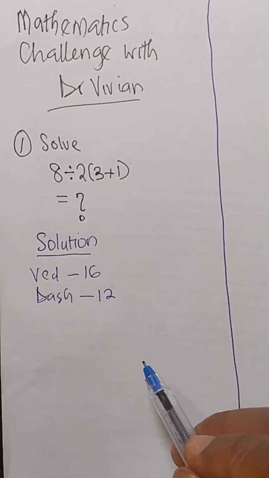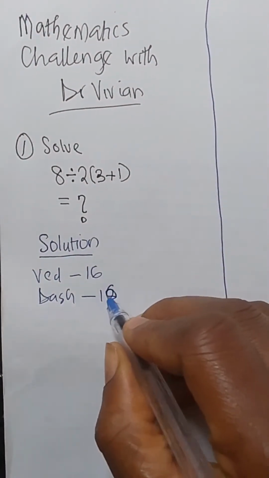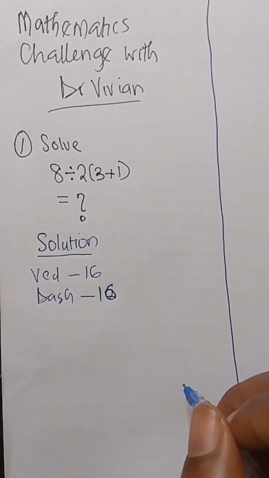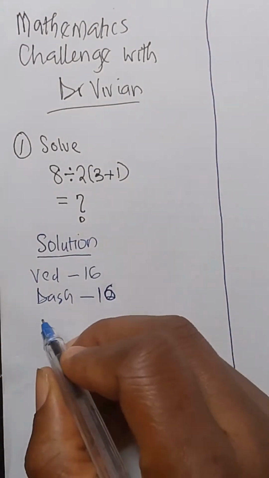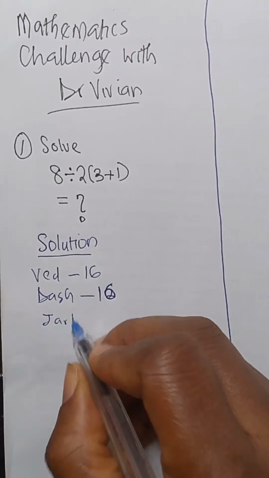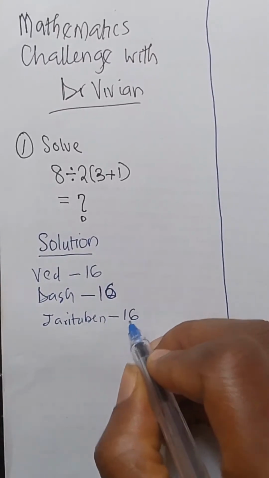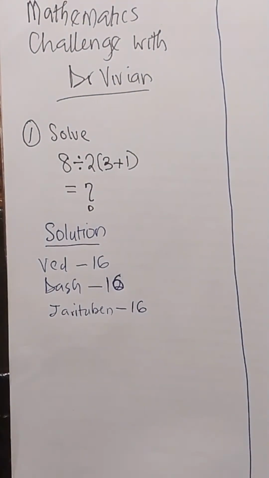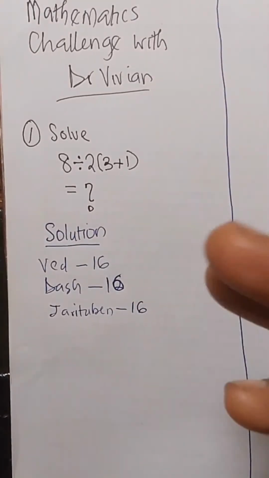Oh my bad, it's 16. So I'm changing this to 16. Okay, that's correct. All right, so Dash is okay. We have another answer: Jaributen. Okay, 16. All right, so we'll solve this. How the challenge works is we take the first 5 solutions and we solve. Even if more people answer, we'll keep mentioning their answers, and now we solve this.